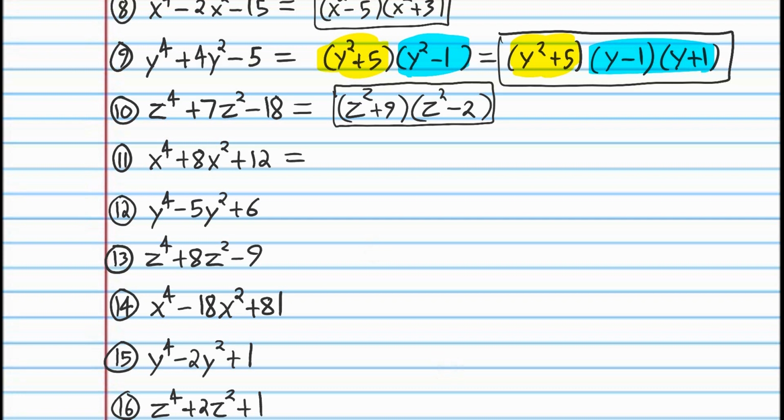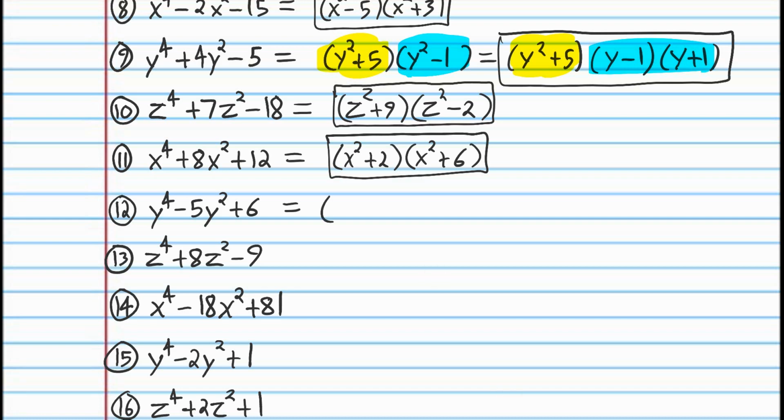All right, we're back. And let's see, I think it's going to be plus 2 and plus 6. 2 times 6 is 12, and 2 plus 6 is 8. And that's going to be the final answer. So if you got that answer, good job. Try number 12, and when you come back, we'll do it together.